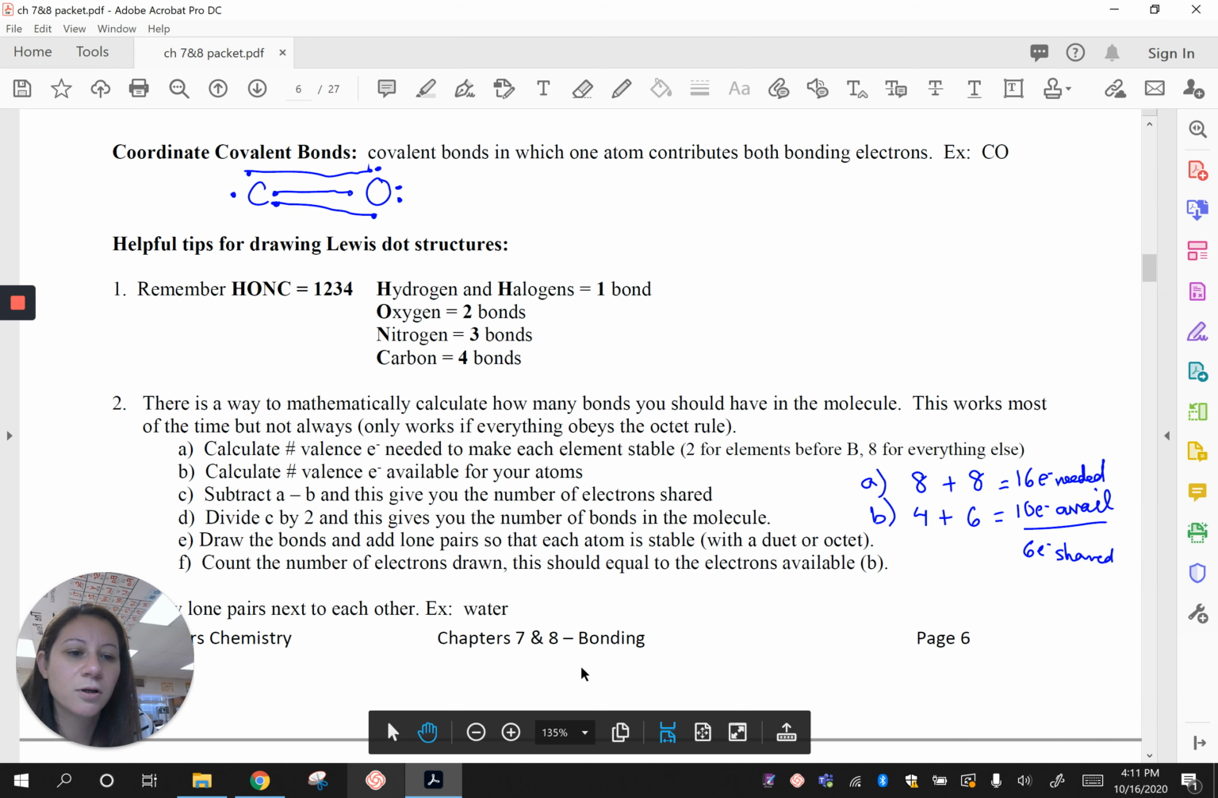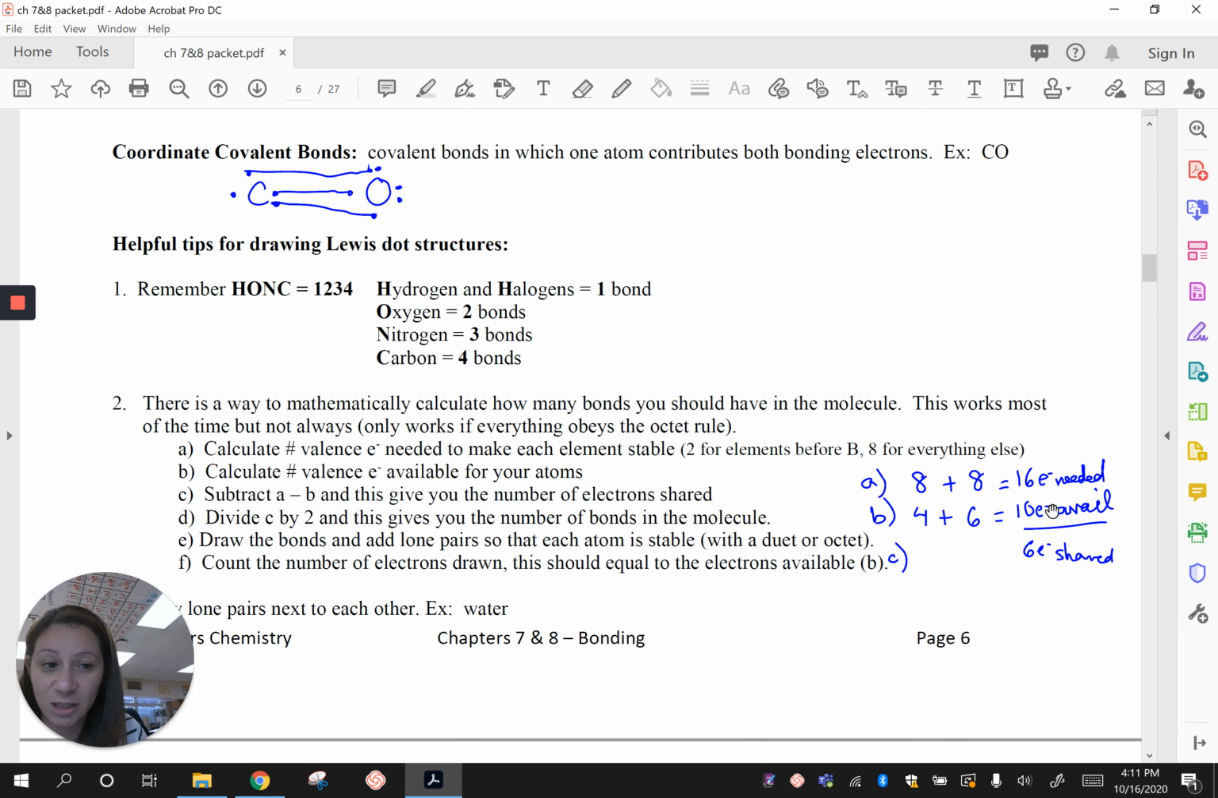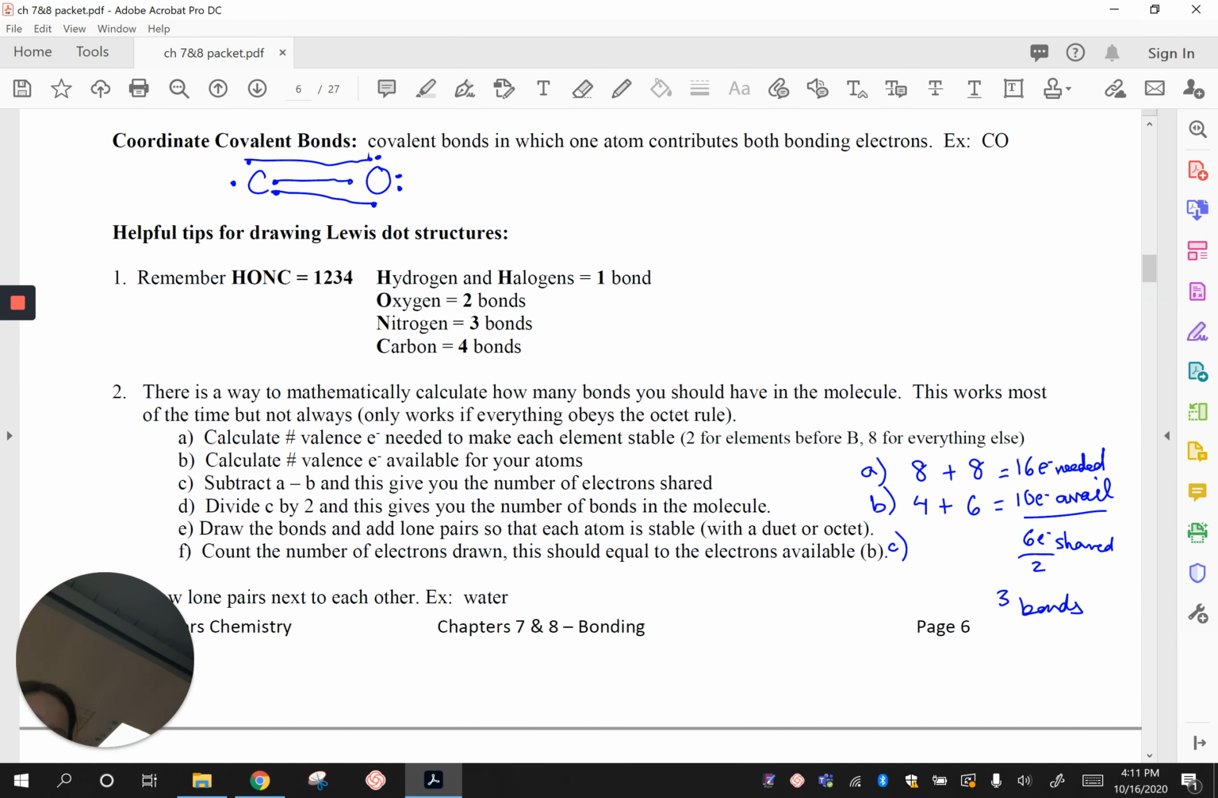And so that's my letter C. I need a total of 16, but I only have 10 electrons, so that means 6 of these electrons need to be shared together. Letter D. Divide C by 2, and this gives you the number of bonds in the molecule. So I'm going to divide this number by 2, and this gives me 3 bonds, because each bond has 2 electrons, so if we're sharing 6 electrons, that means we have 3 bonds.